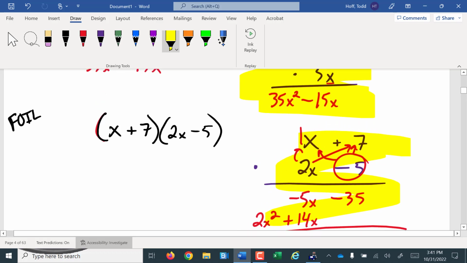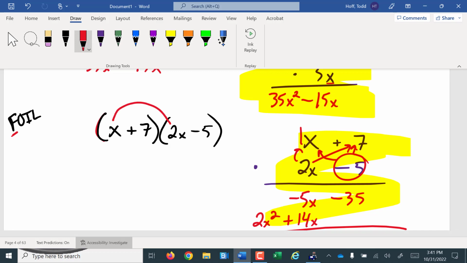Well, again, you were probably taught a shortcut. FOIL, F stood for first. Multiply the first digits. X times 2x is 2x squared. O stood for outer or outside. X times negative 5 is negative 5x. I stood for inside or inner. So you do the inside digits. 7 times 2x. Well, most books taught you to just put it over here, but it's going to be 14x. So I'm going to put it under the 5x so I remember to combine those.